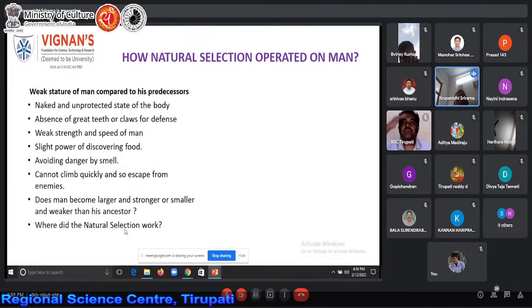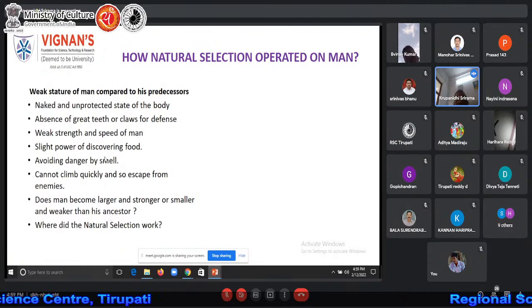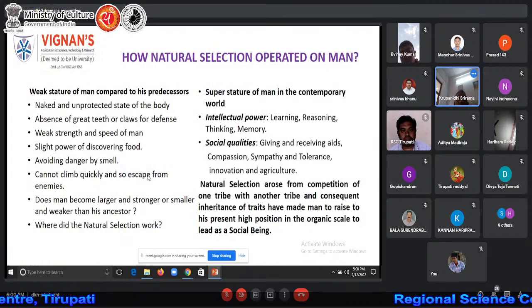Okay, so where did natural selection work? All these are the weak states of man compared to our ancestors. So then how is it that man evolved? Let us see the super states of man in the contemporary world.